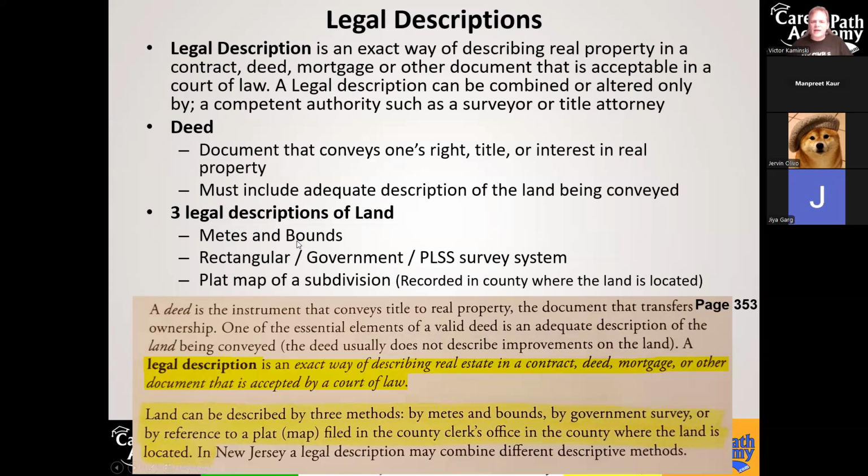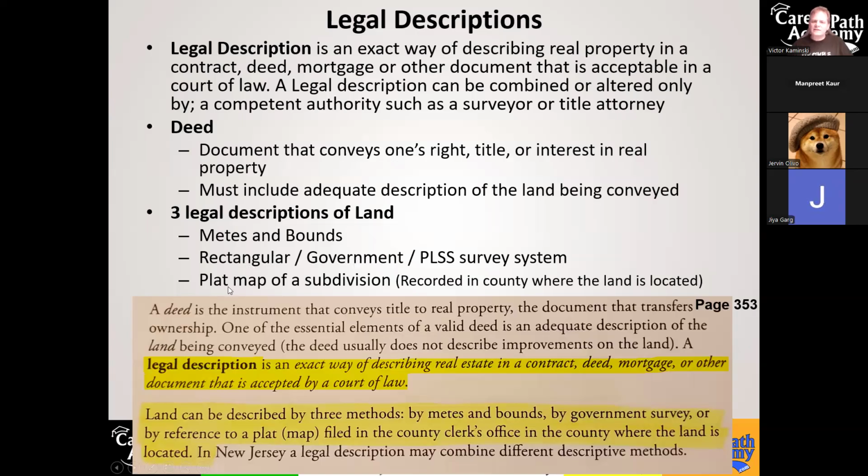They are the metes and bounds system, the rectangular system, which also goes by the name the rectangular government survey system, or PLSS, that's the public land survey system. We probably won't get this one though. That's used amongst the professionals in the industry of surveying. But for these two, we may get them on exam, the rectangular and government survey.